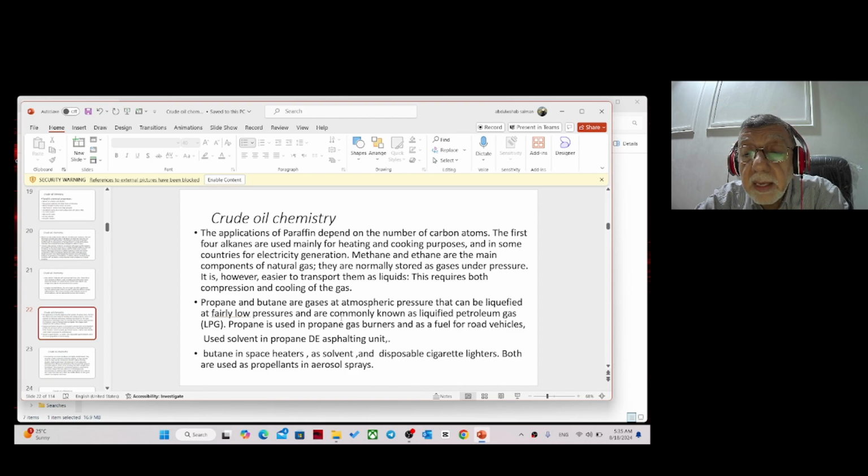Propane and butane are gases at atmospheric pressure that can be liquefied at fairly low pressure, and they are commonly known as liquefied petroleum gas, or LPG. Propane is used in propane gas burners and as a fuel for road vehicles, as a solvent in propane deasphalting units, and also as a fuel in refineries. Butane is used in space heaters, as a solvent, and in disposable cigarette lighters. Both are used as propellants in aerosol sprays.